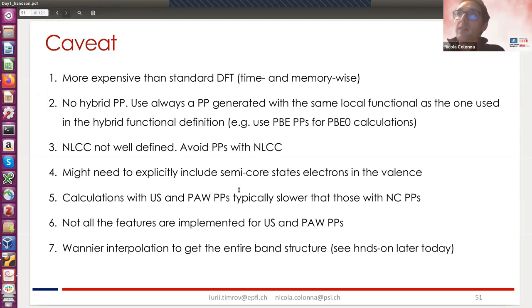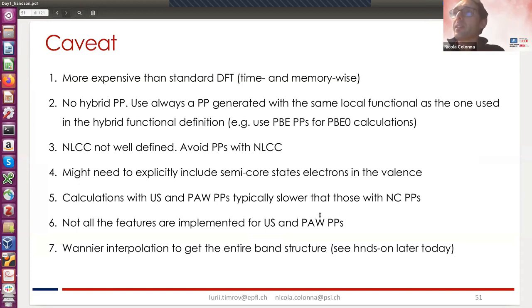Almost everything is implemented in Quantum ESPRESSO, also with ultrasoft and PAW, but those are typically slower than norm-conserving pseudopotentials, so it is good advice to use norm-conserving pseudopotentials. Not all the features are actually implemented for ultrasoft and PAW.